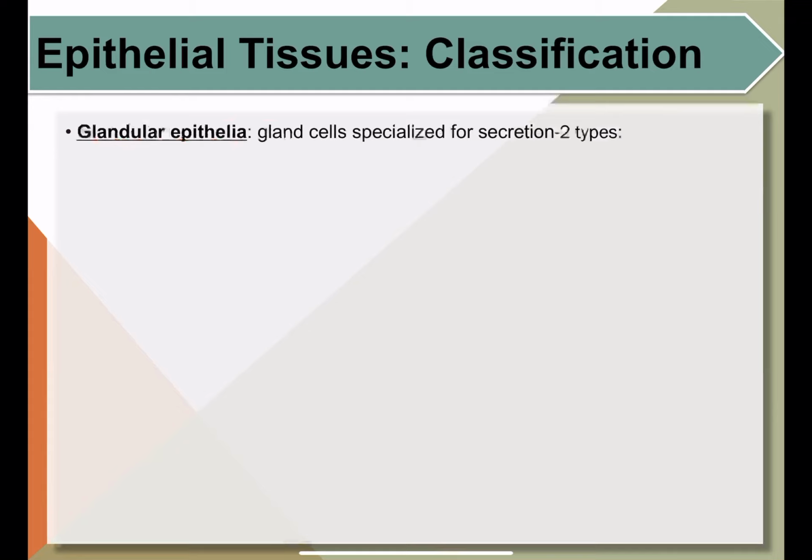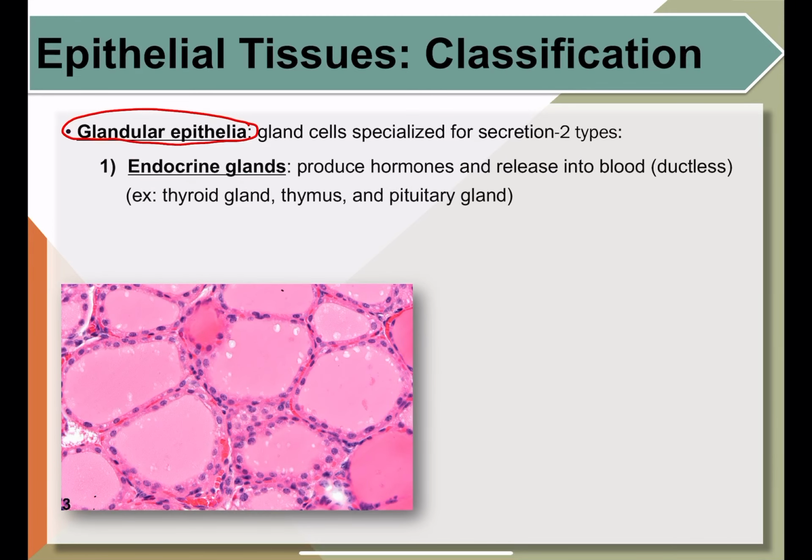And lastly, for the epithelial cells, we have glandular epithelia, which are those that make up your secretory glands. There are two main types of glands, endocrine glands and exocrine glands. Endocrine glands are those that produce hormones and release them into the bloodstream directly. There are no ducts, okay?